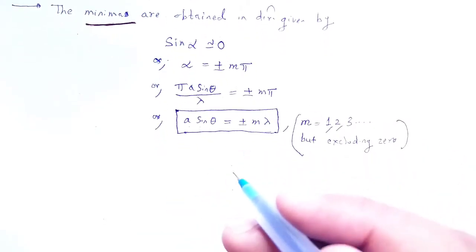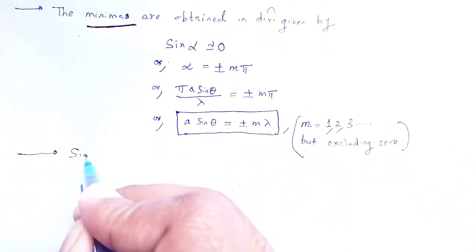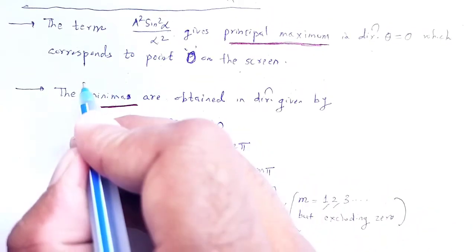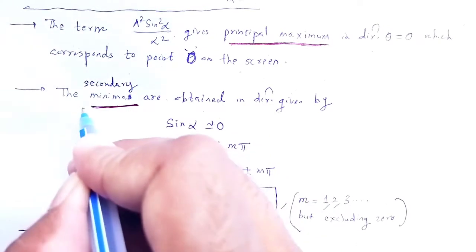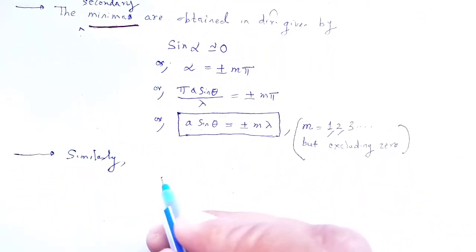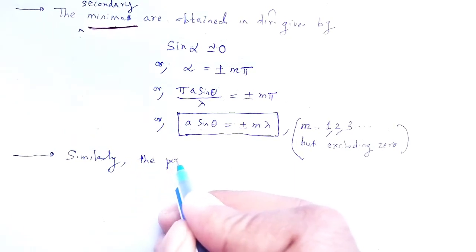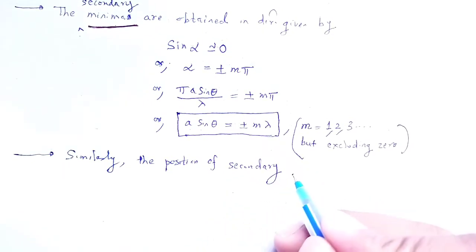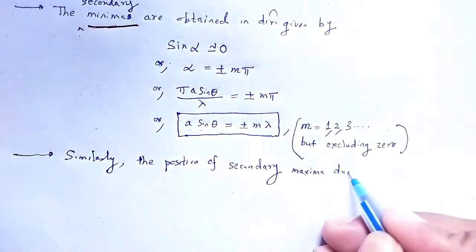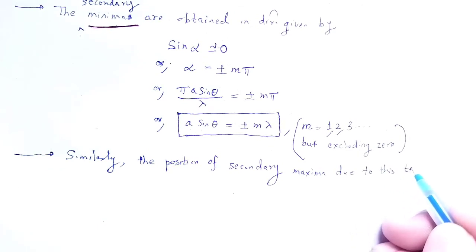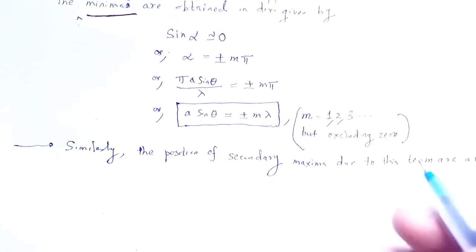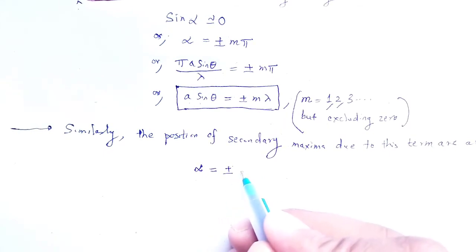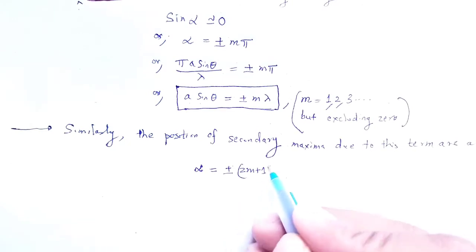Next, similarly, the position of the secondary minima, here are the secondary minima. Similarly, the position of secondary maxima due to this term are at alpha is equal to plus minus (2m plus 1) pi by 2.